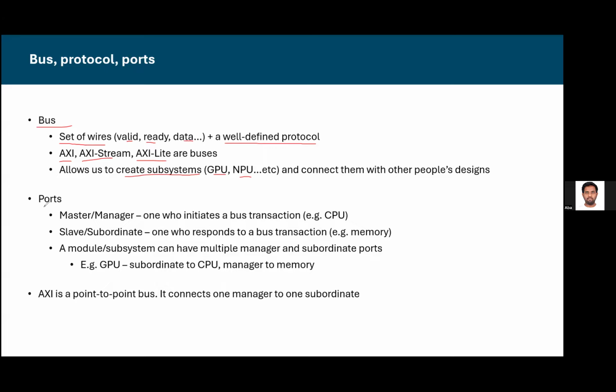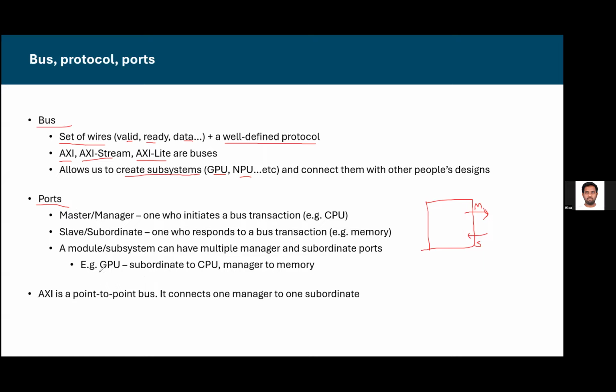Okay. So what is a port? If you are making a module, the module might have an interface, so a port or interface. AXI is the bus, and you have either a manager or a subordinate. If you are building something like a CPU that wants to control other people's stuff, you will have a manager port. If the CPU wants to control your IP, you need a subordinate. A modular subsystem can have multiple manager and multiple subordinate ports.